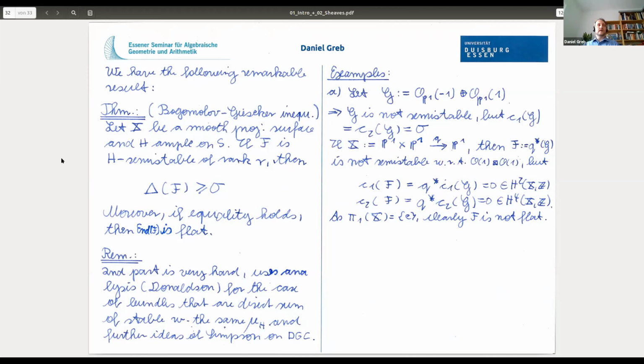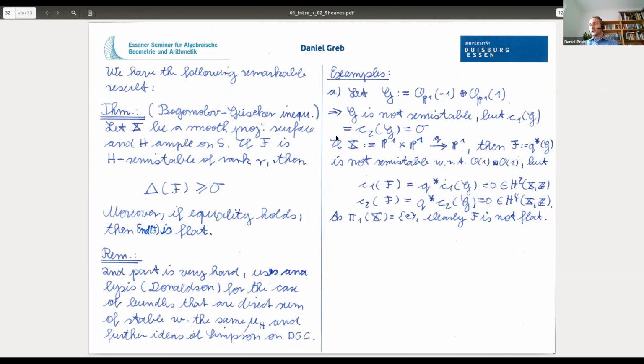Yeah? And the first example is somehow sheaf theoretic and very basic. So you look at G, which is a direct sum of O(-1) and O(1). Since -1 is not 1, this is not semi-stable, but the first Chern class, which is the sum of -1 and 1, is 0. And since you're on P1, the second Chern class is trivially 0.